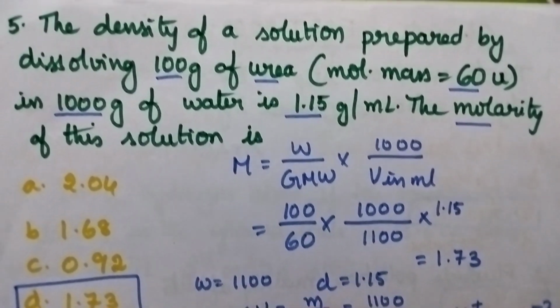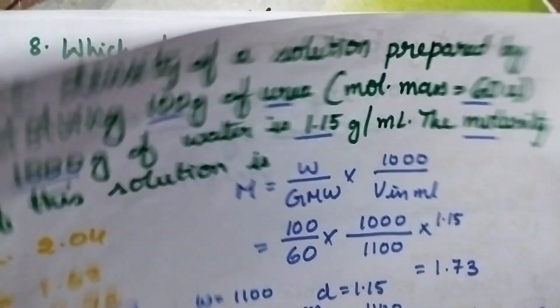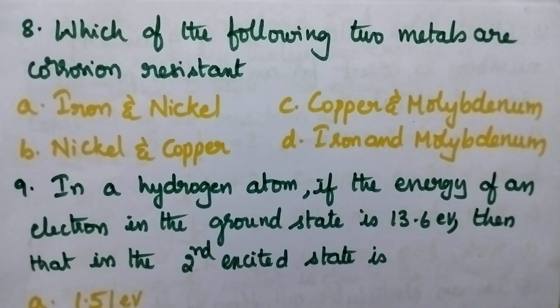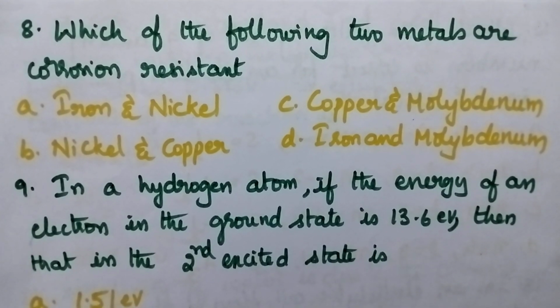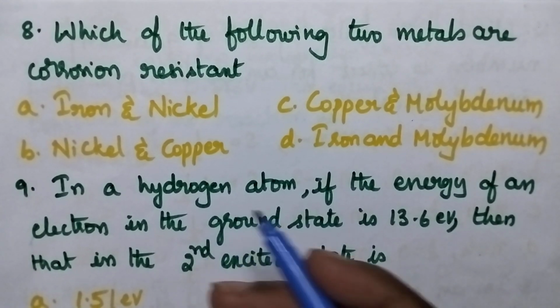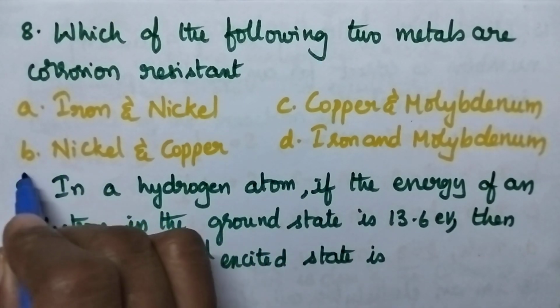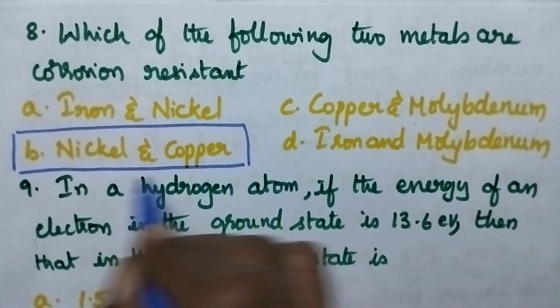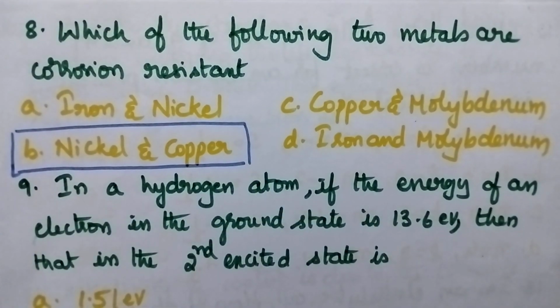Next, we will move on to the 8th question. Which of the following two metals are corrosion resistant? In the given options, especially nickel and copper are the two metals which have resistance towards corrosion.